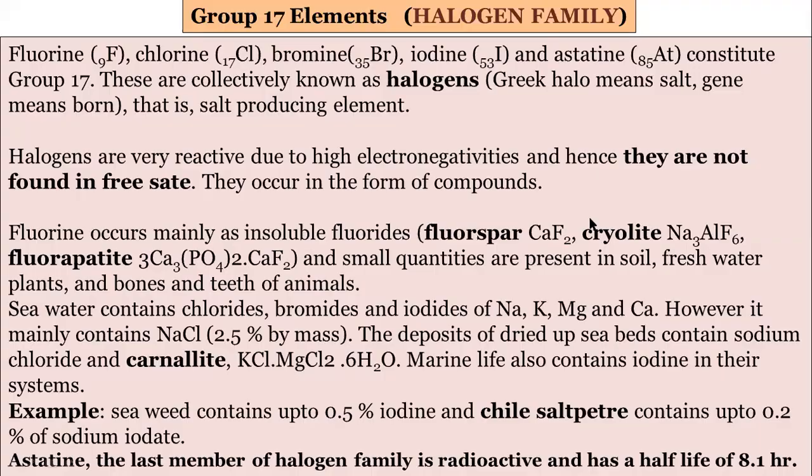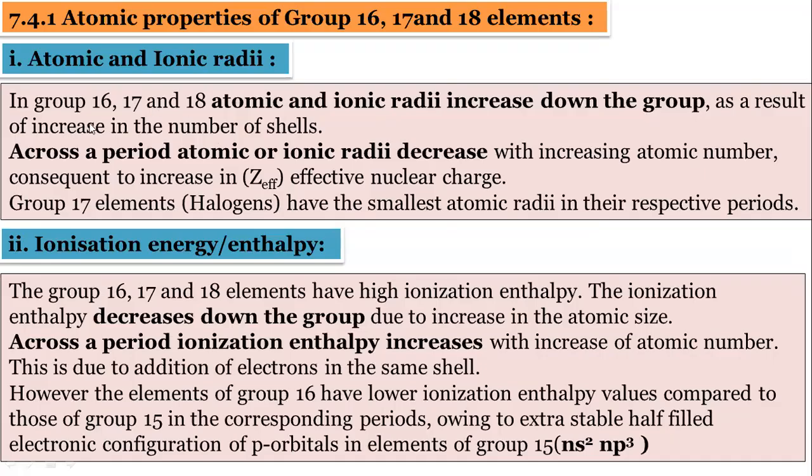Remember. So again, I am coming to the trends. Across the period, atomic and ionic radii are decreasing because Z effective, the effective nuclear charge, increases. And why does this increase? Because electrons are added in the same shell. Group 17 elements have the smallest atomic radii in their respective periods.